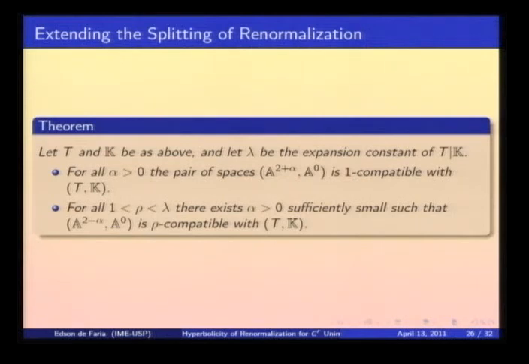The second step, which is needed for robustness, also says something about the compatibility of this pair of spaces, where you have slightly less than 2 derivatives here, with TK. Why this is needed is only going to be clear if I define what robust means.